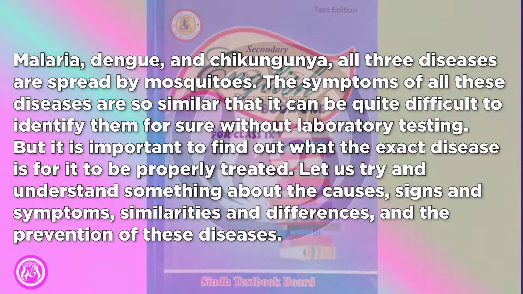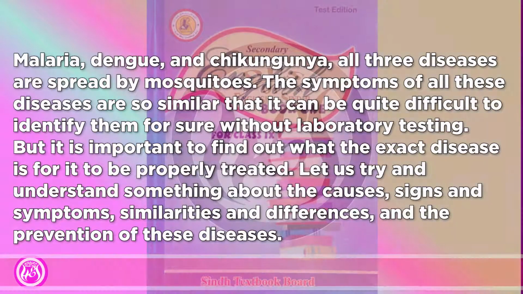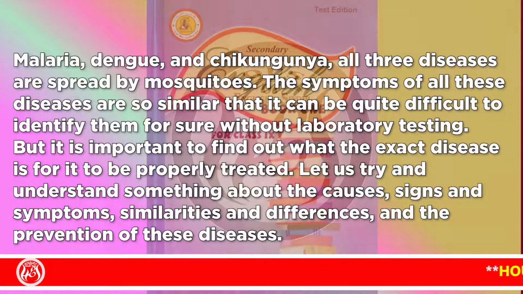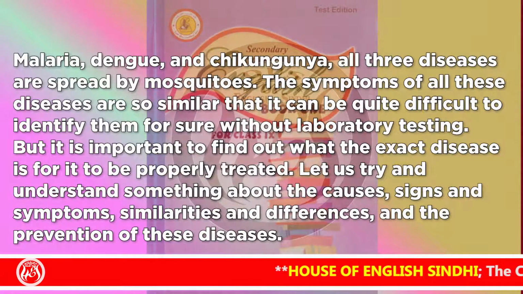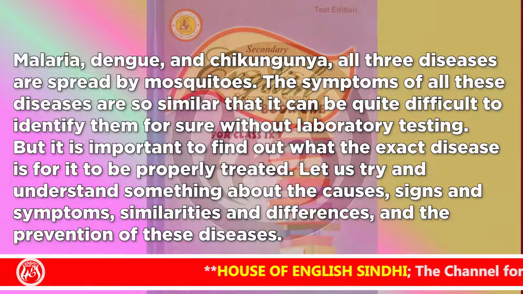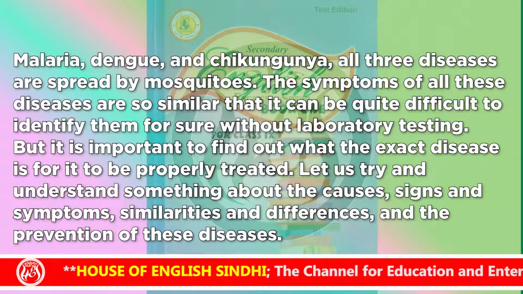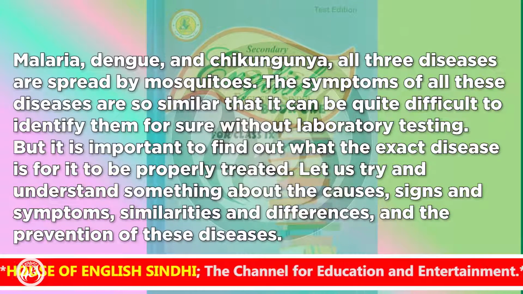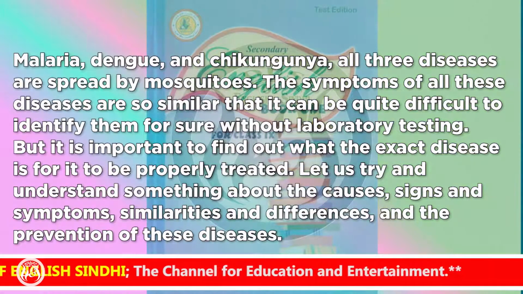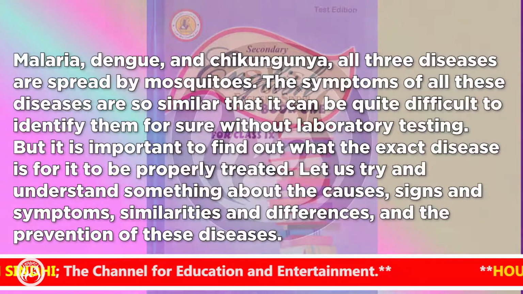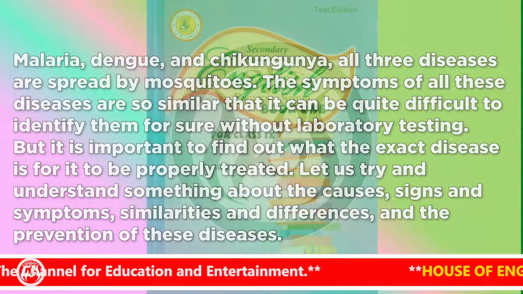Malaria, dengue, and chikungunya. All three diseases are spread by mosquitoes. The symptoms of all these diseases are so familiar that it can be quite difficult to identify them for sure without laboratory testing. But it is important to find out what the exact disease is for it to be properly treated. Let us try and understand something about the causes, signs, and symptoms, similarities and differences, and the prevention of these diseases.